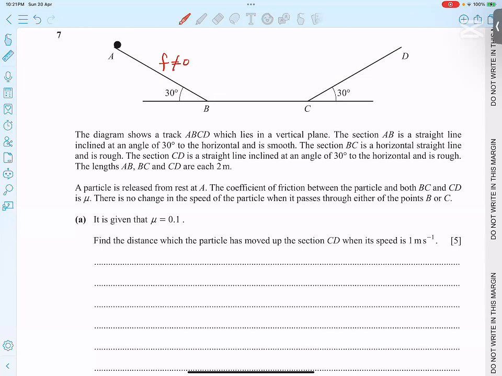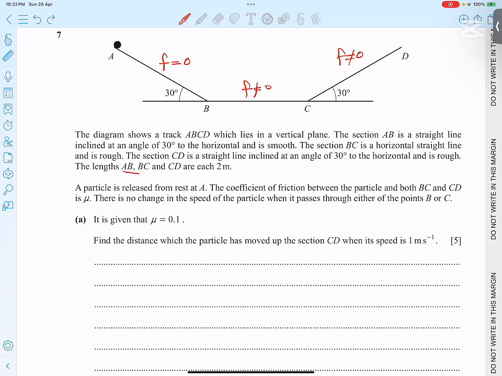And section BC is rough. BC is rough. So here, sorry, friction is equal to 0. So this is called smooth. And F not equal to 0 means rough. And CD is at an angle of 30 degrees and is rough as well. So this is also not equal to 0. It means it has some value. So I hope it is clear. The simple idea: this is smooth, so no friction, and the other two parts have friction.